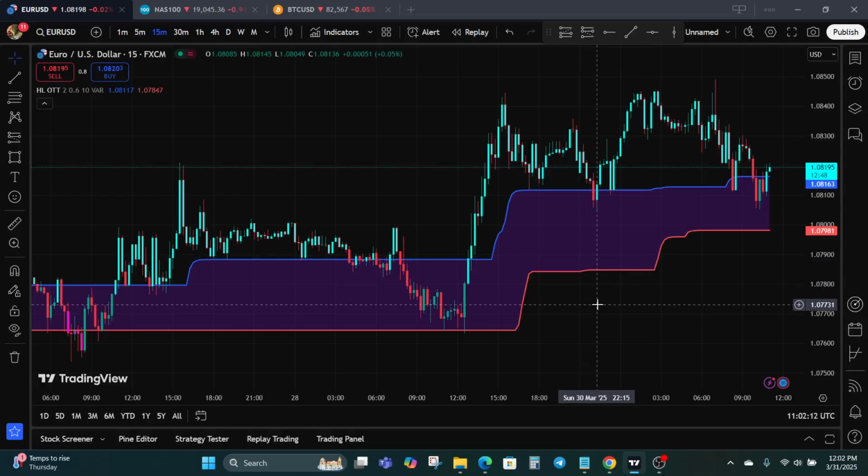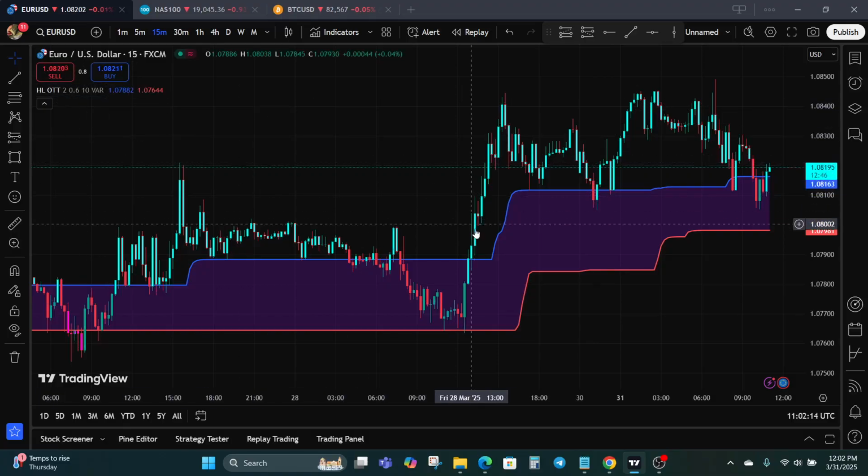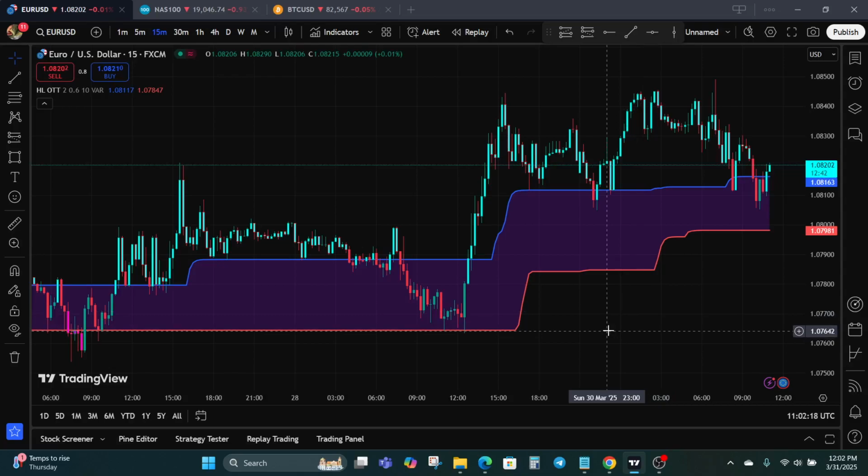Now the HLOTT indicator is designed to track price movements dynamically, allowing traders to identify key reversal zones with accuracy. Okay, unlike traditional trend indicators, it adapts to market conditions in real time, reducing false breakouts and lagging signals.